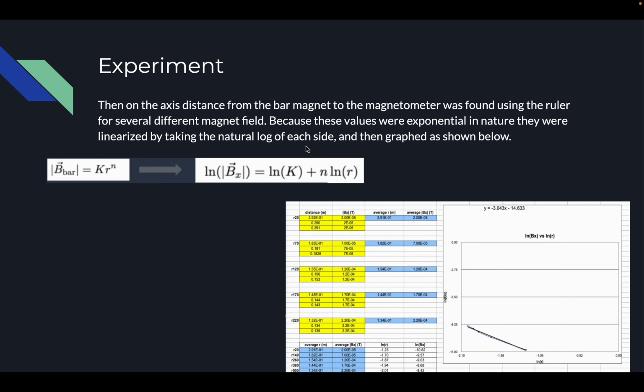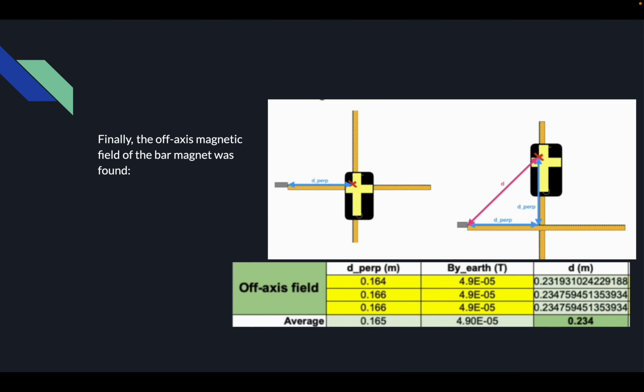And then, on the axis, the distance from the bar magnet to the magnetometer was found using the ruler for several different magnetic fields. Because these values were exponential in nature, they were linearized by taking the natural log of each side and then graphed as shown right over here. This is the equation converting the exponential equations into logarithmic equations. Finally, the off-axis magnetic field of the bar magnet was found.